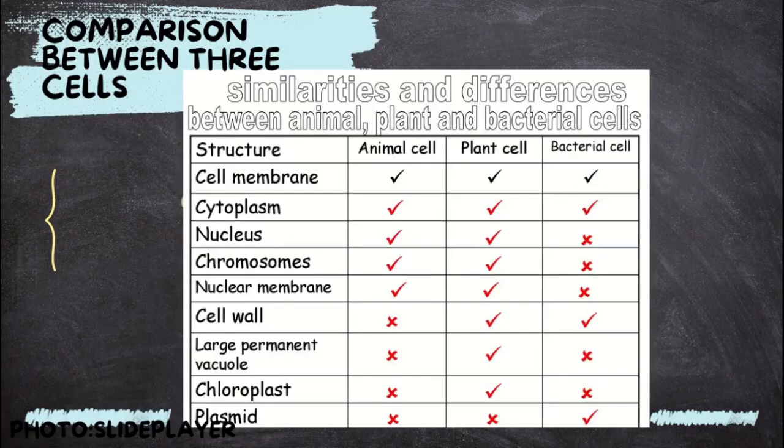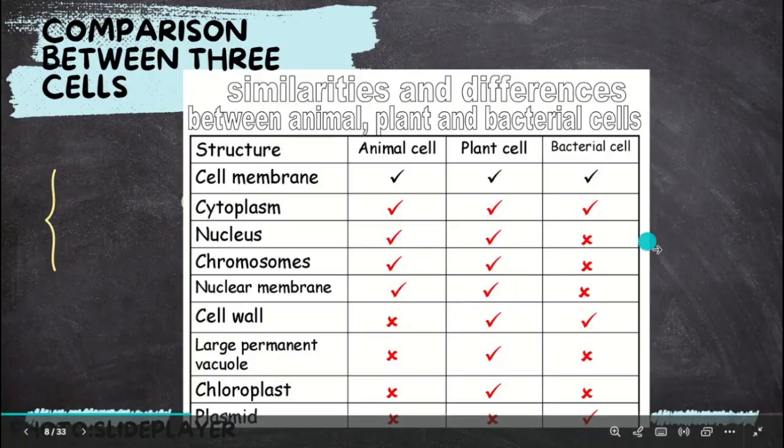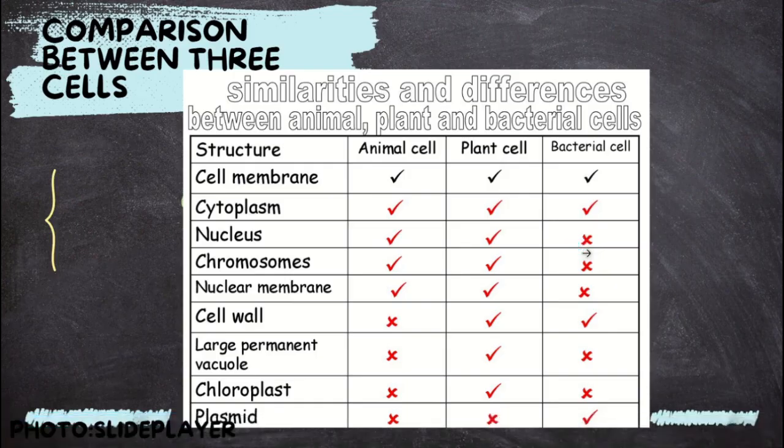Alright, so now we're just going to go through quickly the similarities and the differences between the animal, the plant, and the bacterial cell. All three of them have a cell membrane, so we know that in common, right? And all of them have cytoplasm. Then we go on to the nucleus, where the bacterial cell is the only one that does not have a nucleus. And we know why, because it is a prokaryote and not a eukaryotic cell.